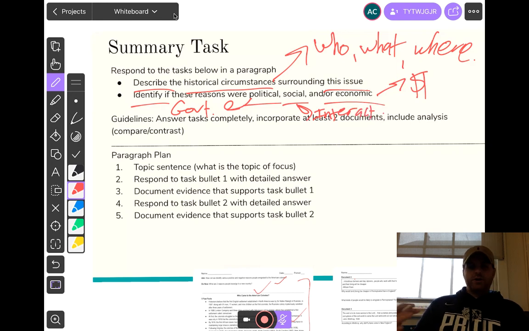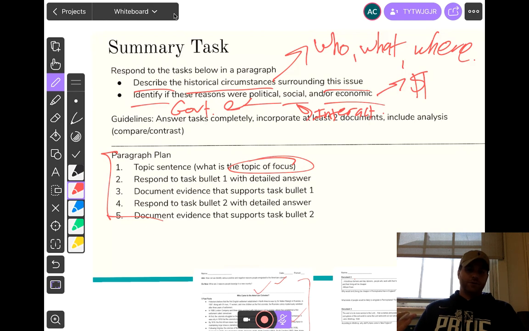In bullet 1, you give an overview of what this set of documents is addressing and what's going on surrounding them. In bullet 2, you identify whether these documents address political, social, or economic issues. I've provided a paragraph plan for you: a topic sentence. What's the topic of focus for these documents? Introduce it in that first sentence. Then respond to task bullet 1, bringing in document evidence that supports your answer. Then repeat those steps for document 2.